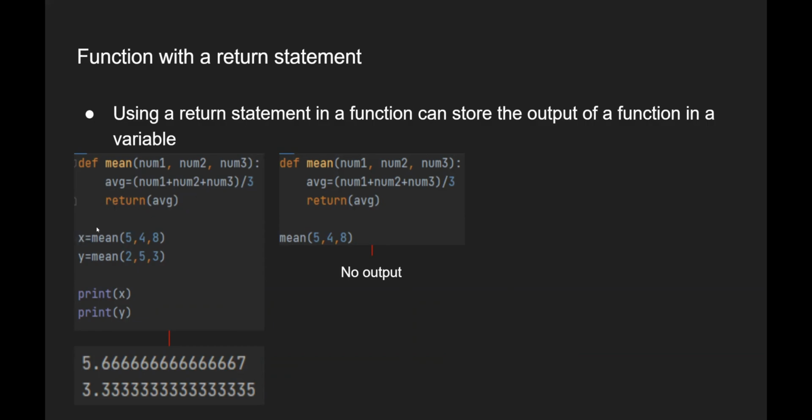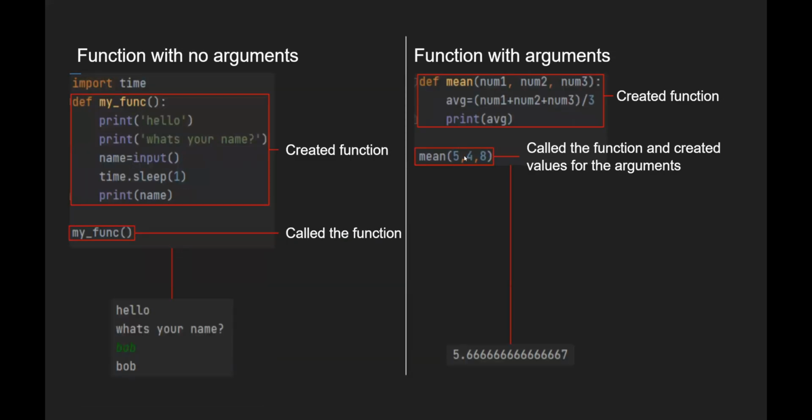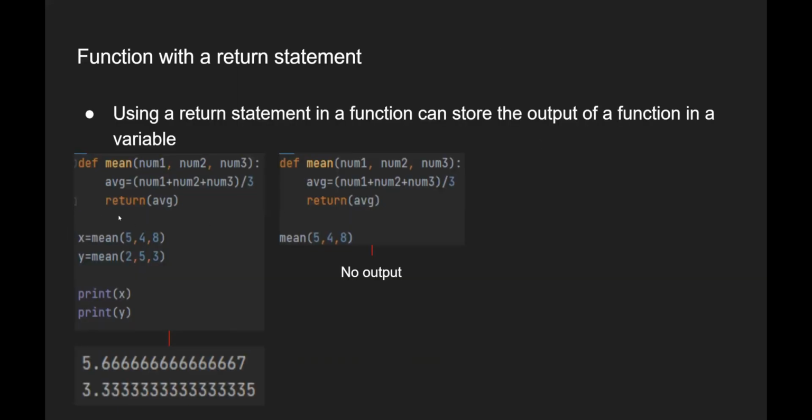So here we stored the mean function inside a variable called x, and then another one in a variable called y. But here we just called it instead of storing it in a variable because we had a print function. But now we use a return statement, and we can store the output of this function in a variable called x and y, or anything you want to name it. So now we can print the output because we stored it in a variable using the return function. So now if we print it, we can just print the output of that function.